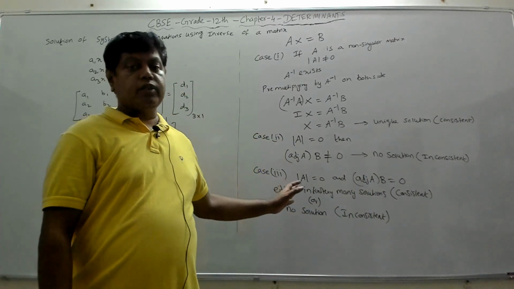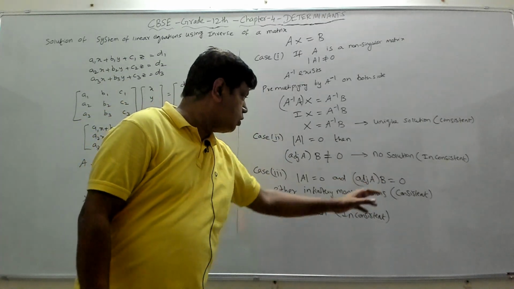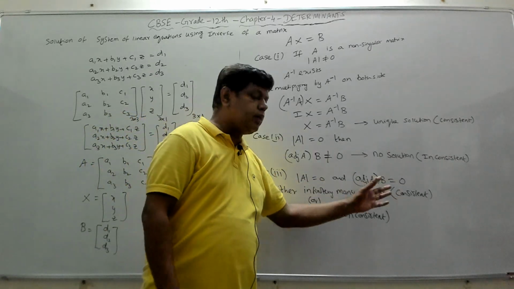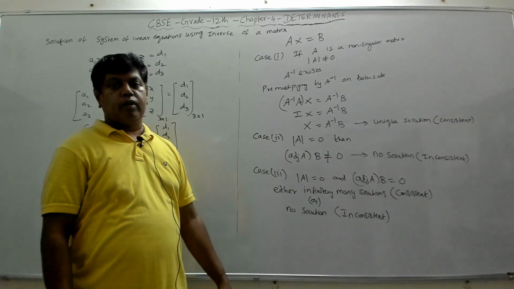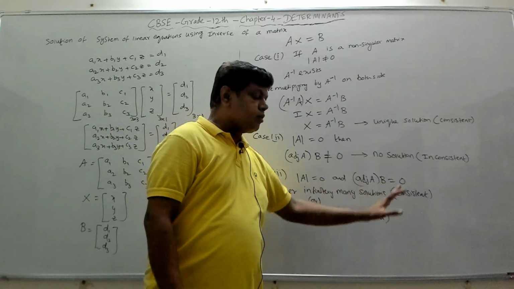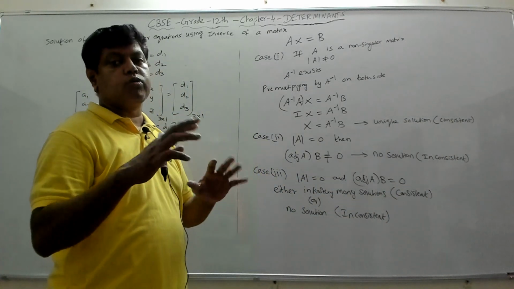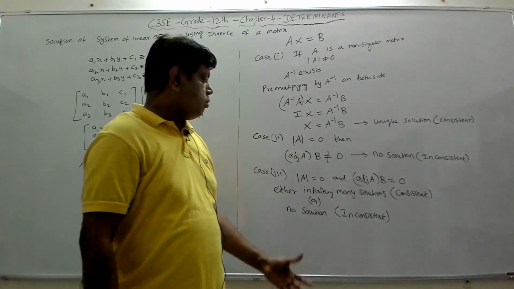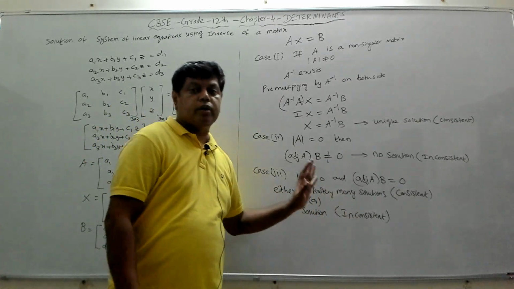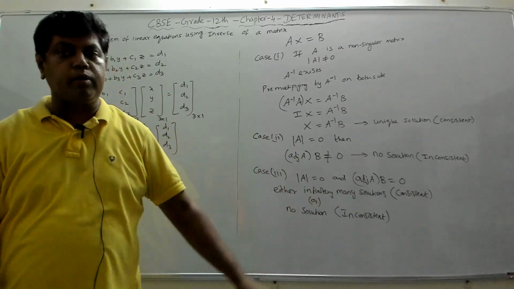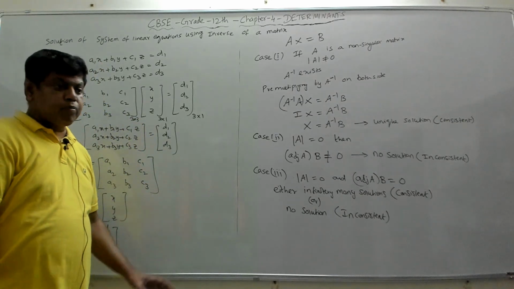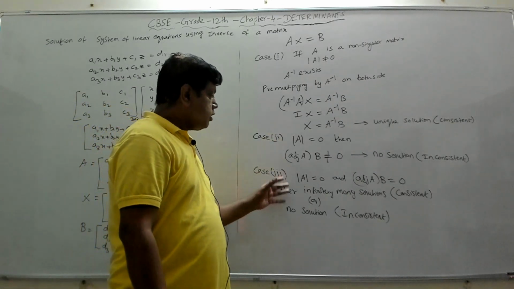The third case is if the determinant of A is 0 and adjoint of A into B is also 0. Adjoint of A multiplied by the B matrix is also the 0 matrix. Then in that case, it may have infinitely many solutions or no solution. So we will not be able to say whether it is consistent or inconsistent. It may be consistent or it may be inconsistent. But mostly in your chapter, we will not get into these two scenarios.